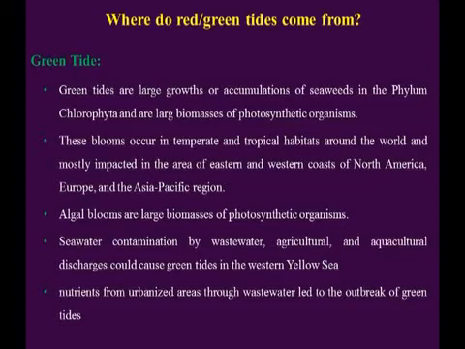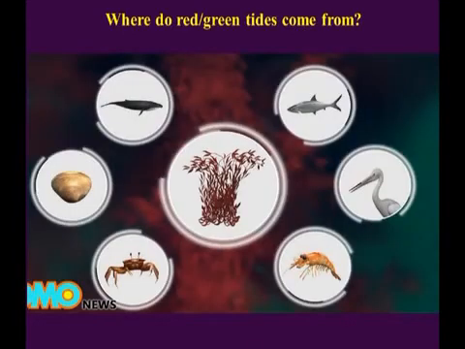Seawater contamination by wastewater, agricultural, and aquaculture discharge could cause green tides in the western Yellow Sea. Nutrients from urbanized areas through wastewater led to the outbreak of green tides.